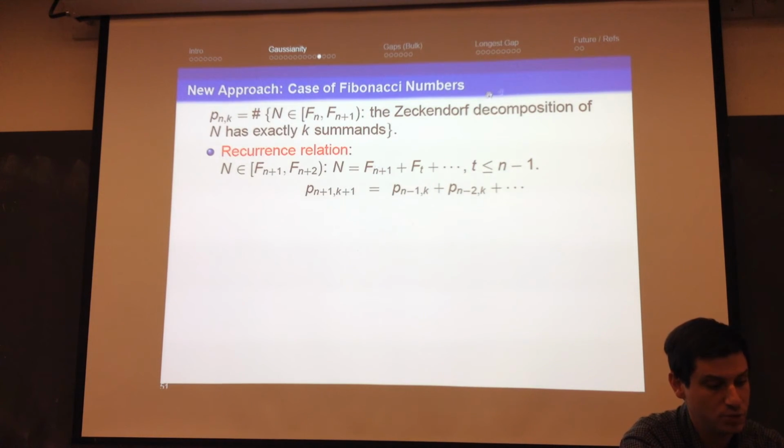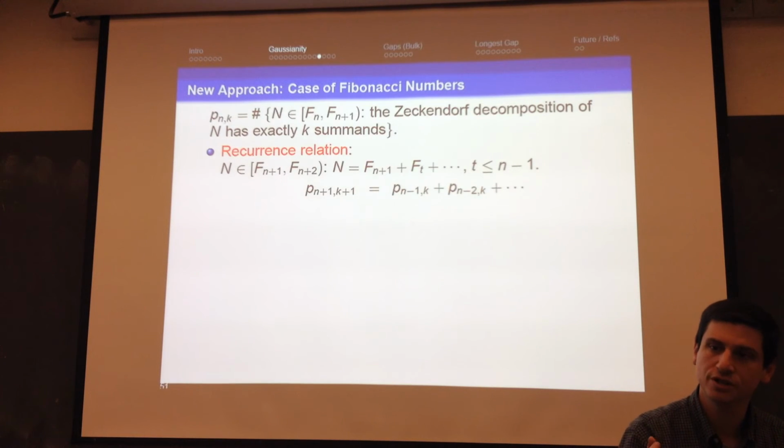If I don't have f_{n-1}, maybe I have f_{n-2}. And then I have to have k summands from that point onward. So I get this beautiful relationship: P(n+1, k+1) is P(n-1, k) plus P(n-2, k) plus dot dot dot. It's a recurrence relation. It's not, unfortunately, a constant depth recurrence relation. It goes all the way down to the beginning. We don't know how to solve that. But we can again use one of our key tricks.